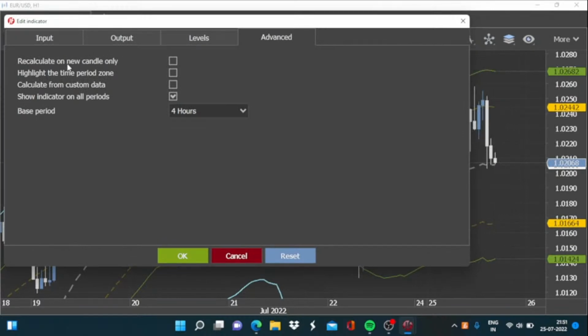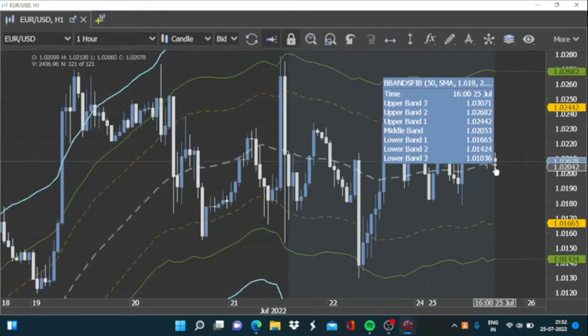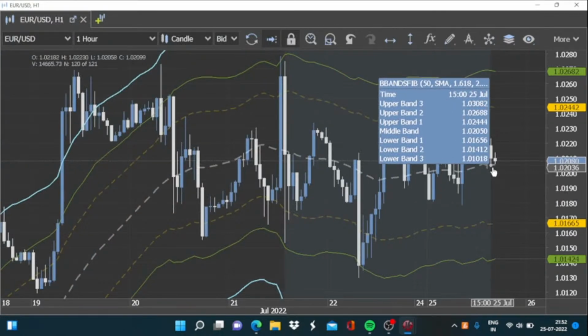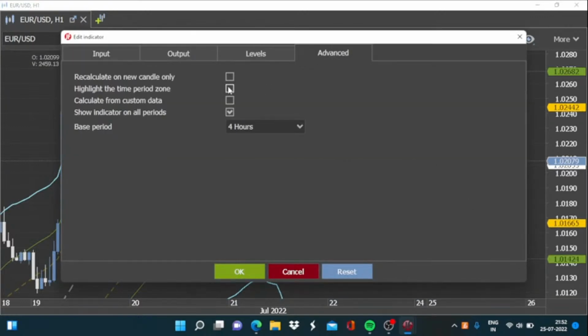But if you want the calculation to happen on new candle only, then you have to check this box, and it will be calculated only once whenever new candle formation takes place, depending on the prior hour's closing value, and then it will remain constant for that given period of time. If you want the calculation period to be highlighted, you have to go to this option, check the box, and you will see that immediately you can identify the basis of the calculation for a given indicator. Now I will uncheck this box.